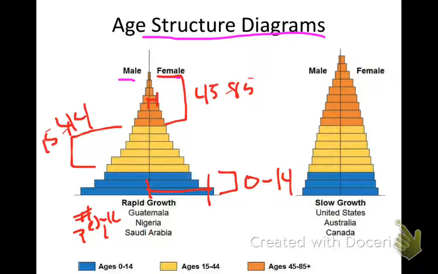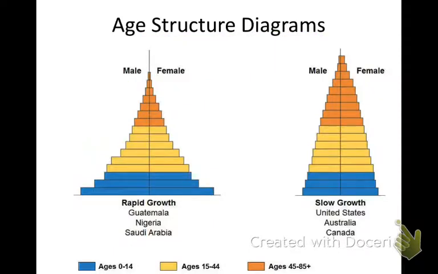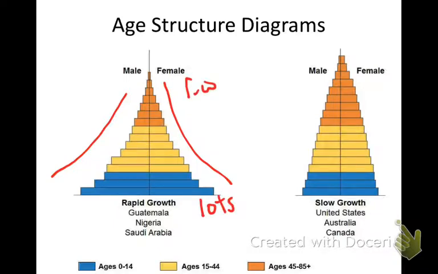Okay, and so what I want to do is go through and just look at a couple of age structure diagrams for different countries. We'll see some patterns here. So this first diagram that has this very triangular shape, which basically means a lot of young people and very few old people, is very characteristic of countries like Guatemala, Nigeria, Saudi Arabia, basically developing countries. It's a country that has a lot of very young people.